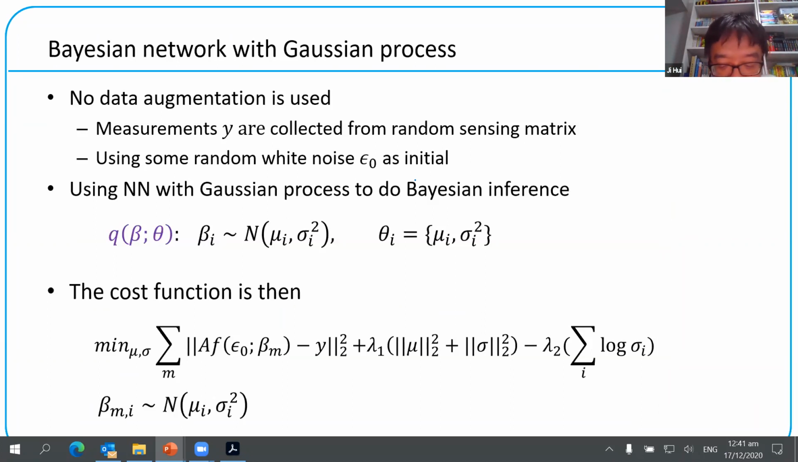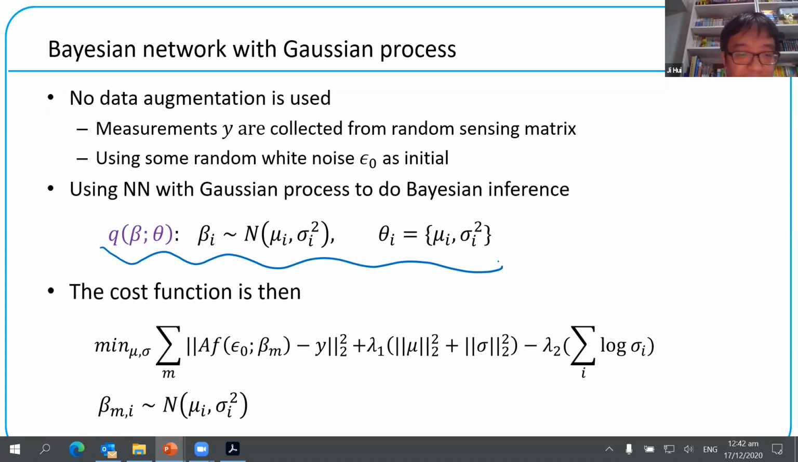Because the compressive sensing measurements are taken from applying a random Gaussian matrix on the image, the measurements themselves seem highly decorrelated with each other. So we don't do such treatment on the data augmentation. We only do one technique, that is, train the network with a Gaussian process to do this inference. I have a decoder network with each weight following a normal distribution.